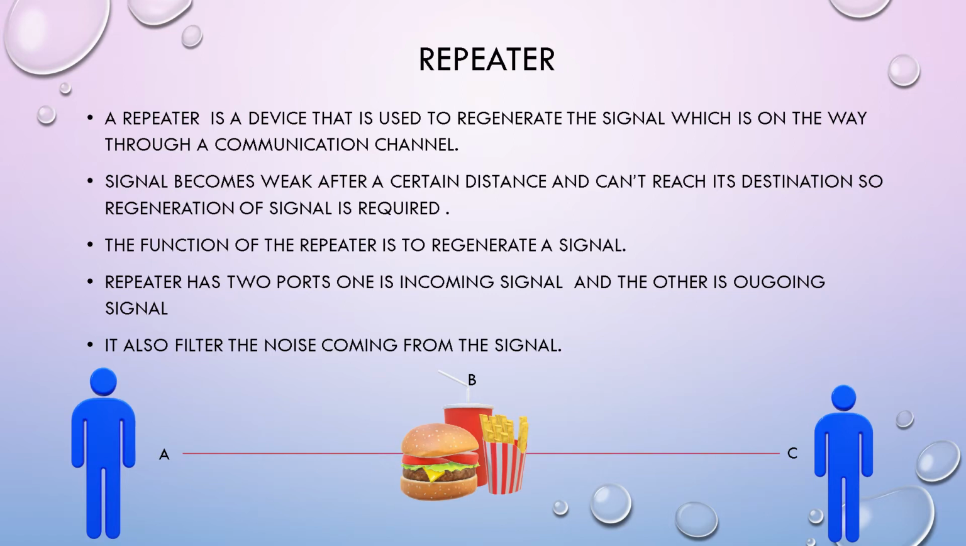Now suppose you are very far away from the tower, what happens? Your network signal becomes low. But if you're nearby, your network signal becomes strong. More towers are required to generate a strong signal. Signal becomes weak over a certain distance and can't reach its destination. So we need regeneration of the signal in a network also.